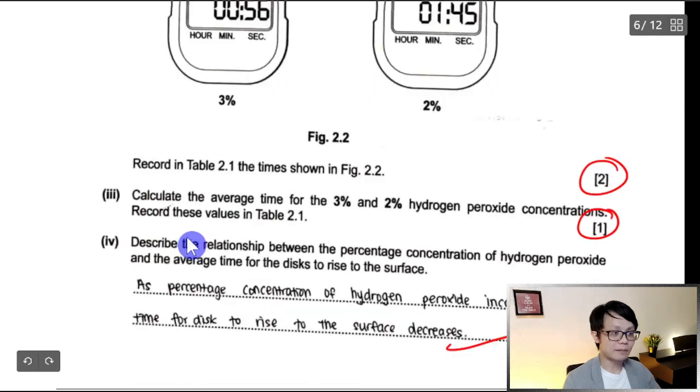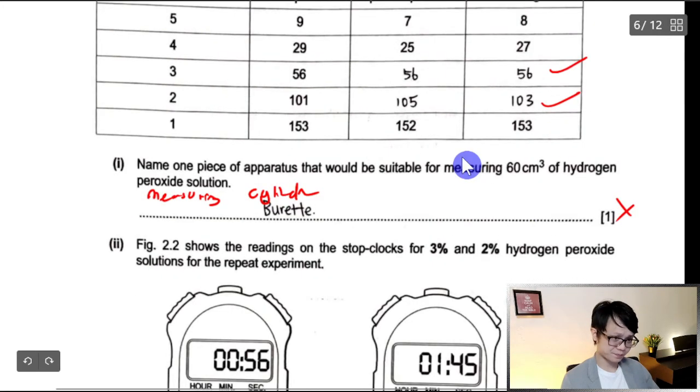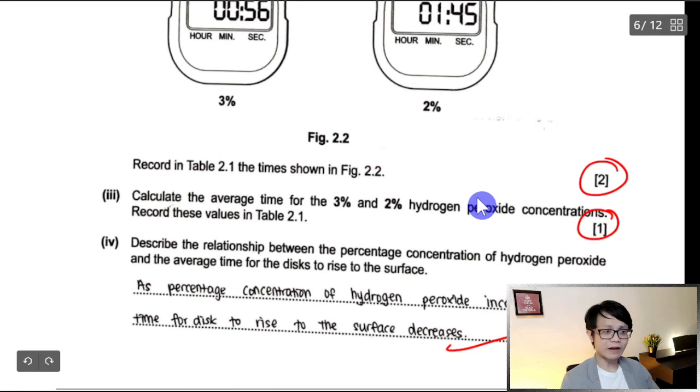Calculate the average time. This one is mathematics, you guys do it: plus, divided by 2, plus, divided by 2. Find the middle and see whether there is a decimal or not. Okay, here no need for a decimal. I just want to be careful whether there is a decimal or not. So easily you can get this one, only 1 mark.